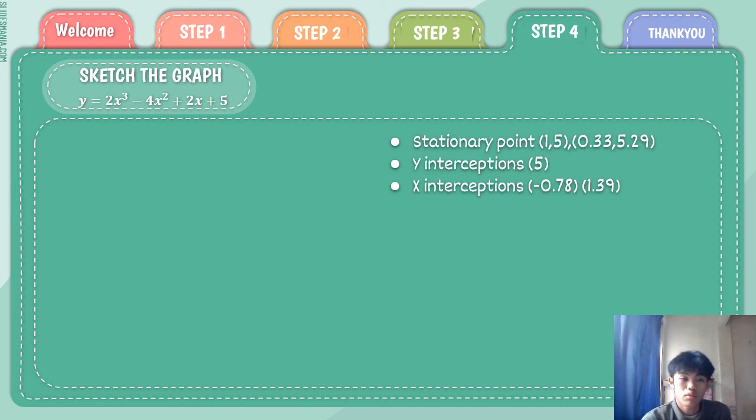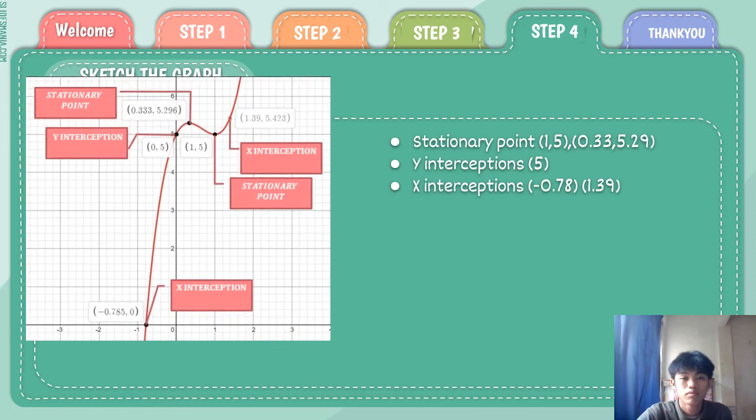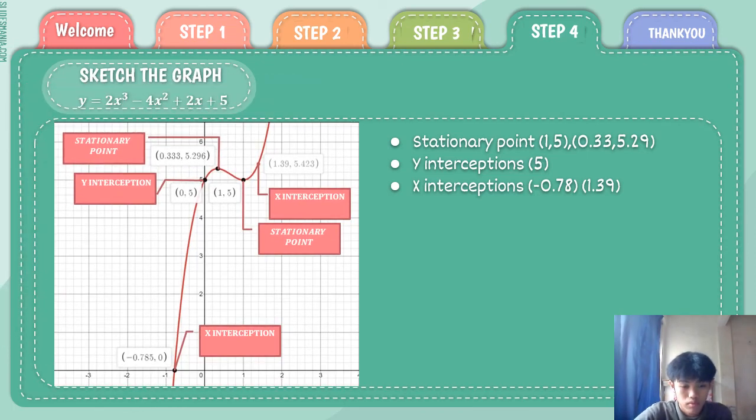In this presentation, I will continue with the part of sketching the graph for the equation y equals x cubed minus 4x squared plus 2x plus 5. As we can see from the graph, there are 5 points: the stationary points at (1, 5) and (0.33, 5.29), the y-intercept here, and the x-intercepts at negative 0.78 here and 1.39 up here.